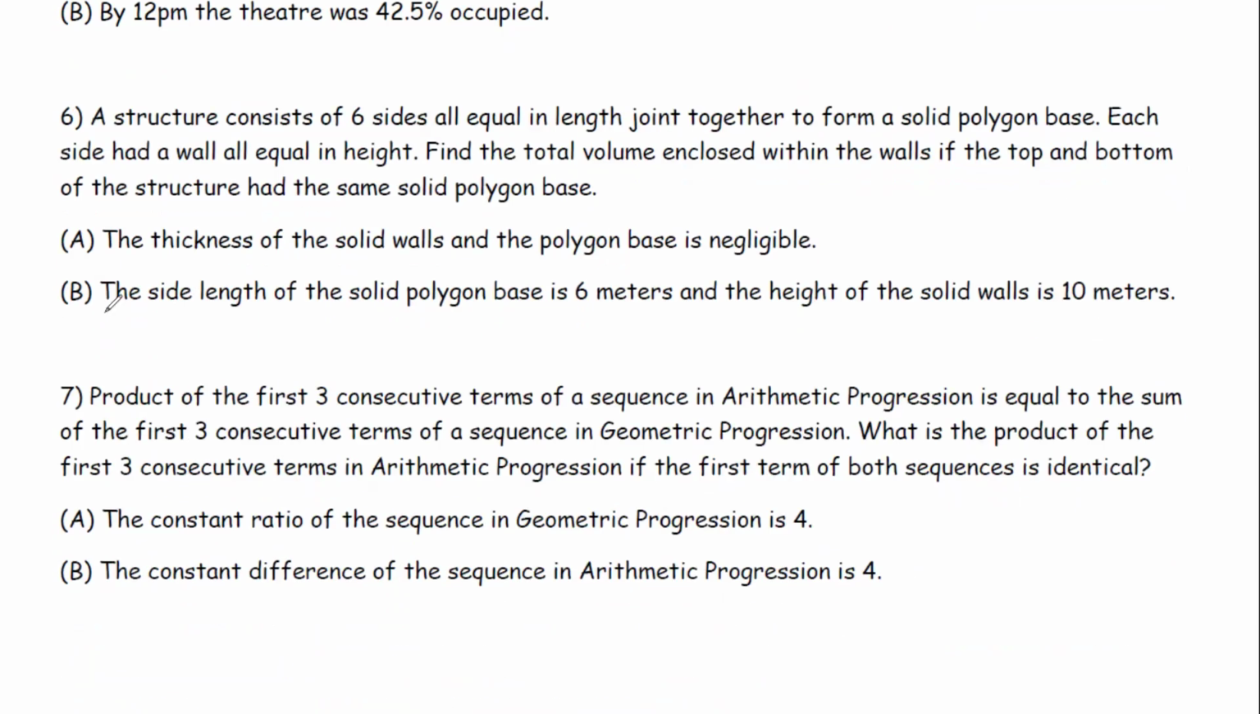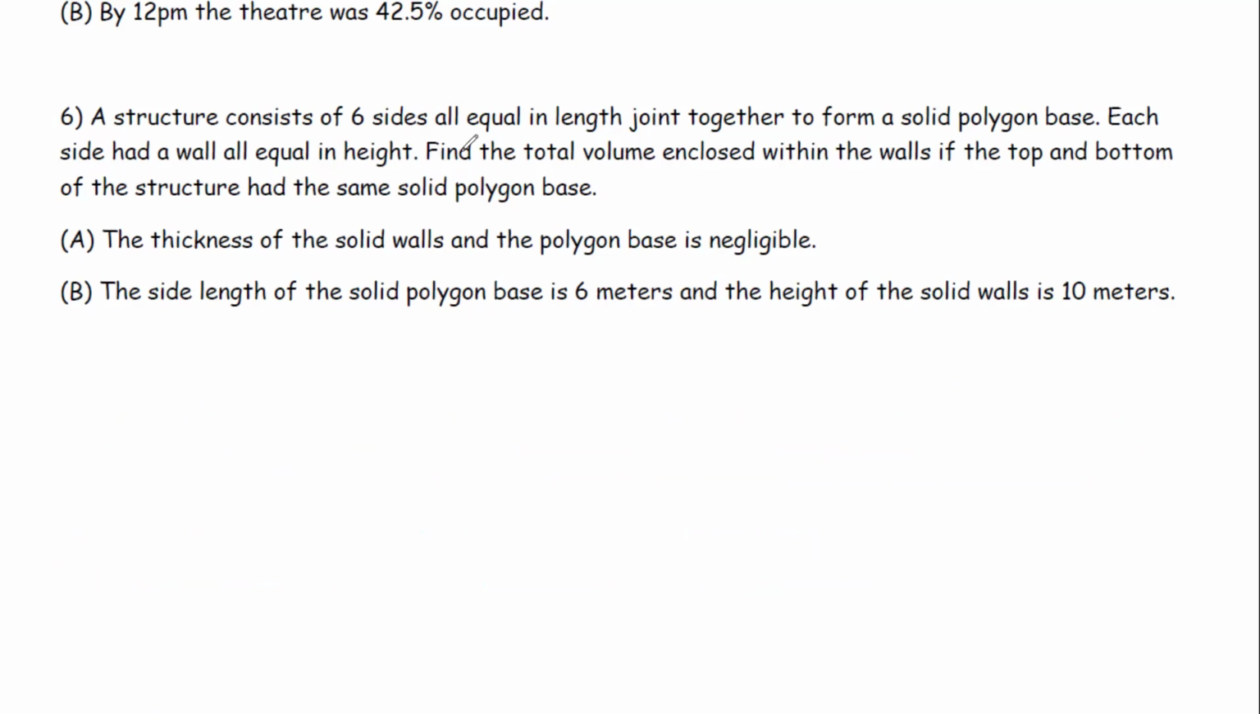Okay, sixth one. A structure consists of 6 sides, all equal in length, joined together to form a solid polygon base. Each side had a wall all equal in height.